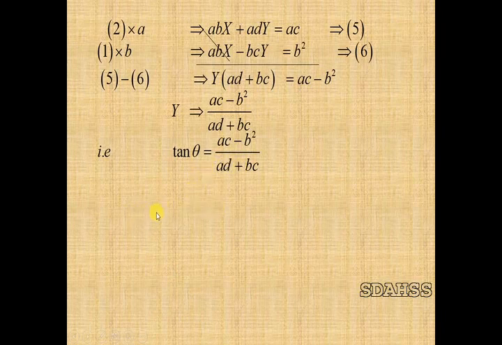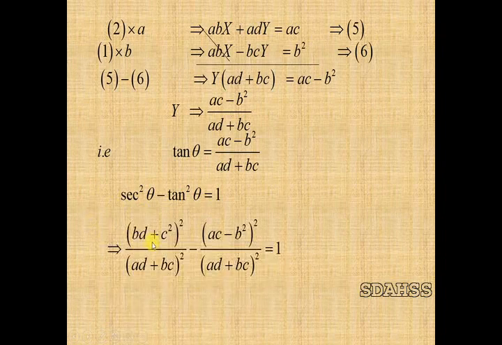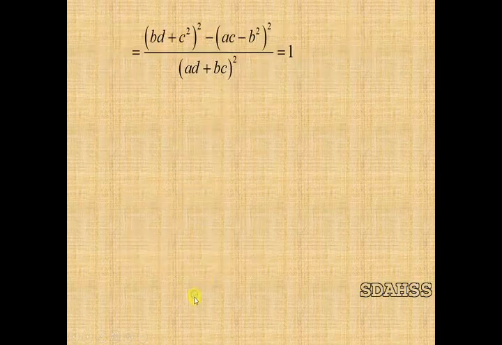We know one result, secant square theta minus tan square theta is equal to 1. So in the place of secant theta you have to write (bd plus c square) divided by (ad plus bc) whole square, minus in the place of tan theta you have to write (ac minus b square) divided by (ad plus bc), then square, tan square theta. So you have (ac minus b square) whole square divided by (ad plus bc) whole square is equal to 1. Take the LCM. Here already the denominators are same, so you have (ad plus bc) whole square.